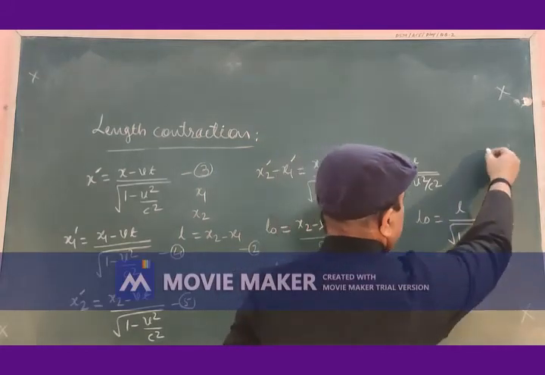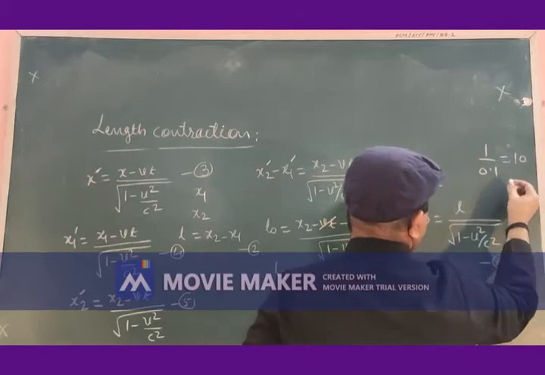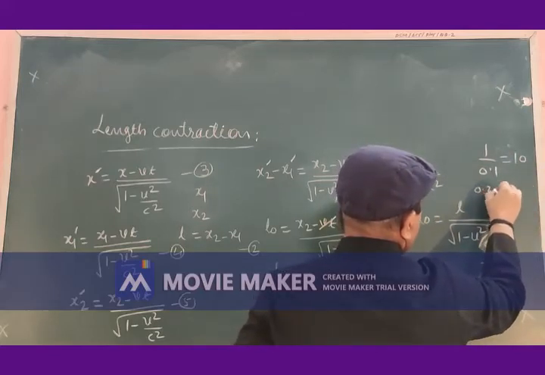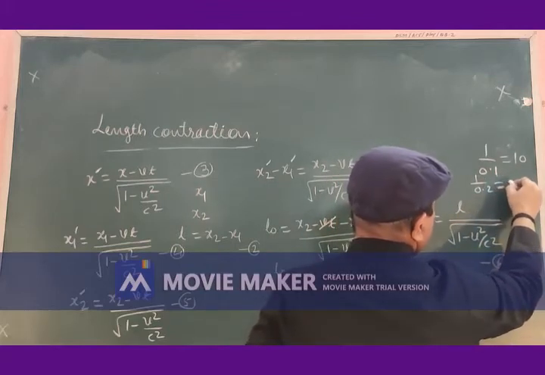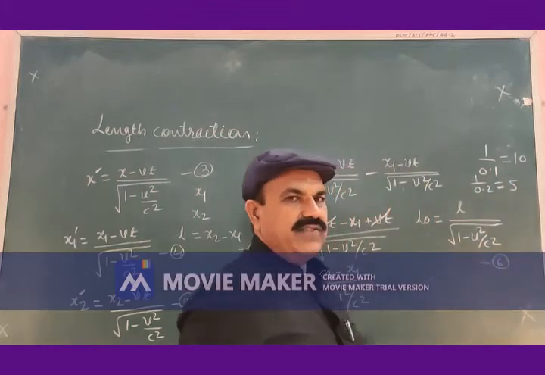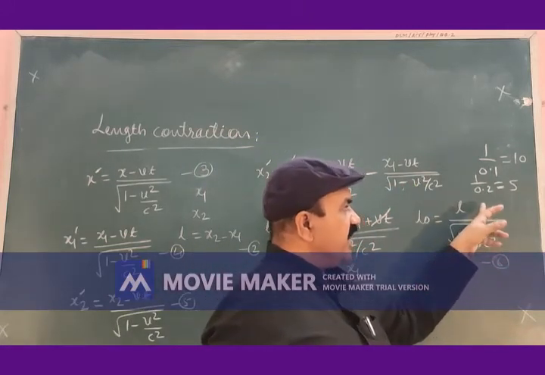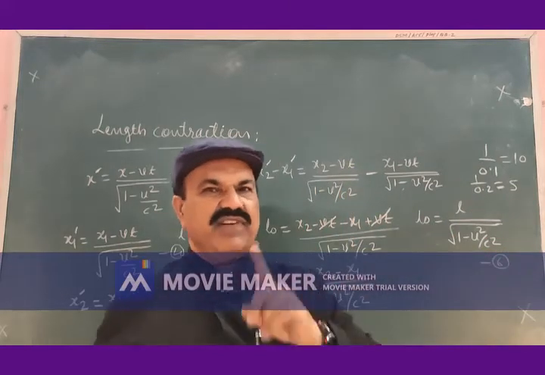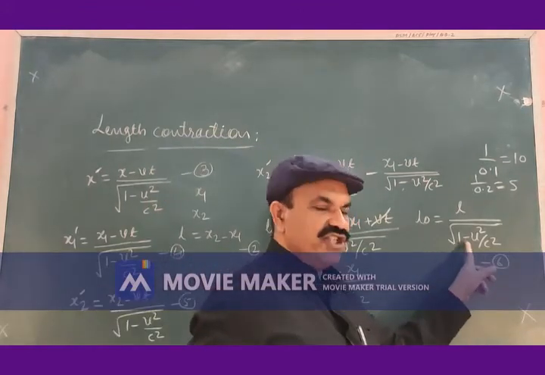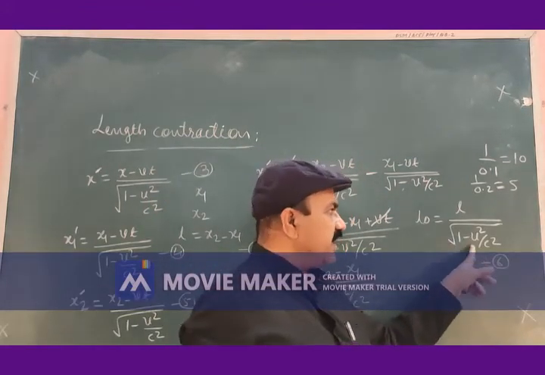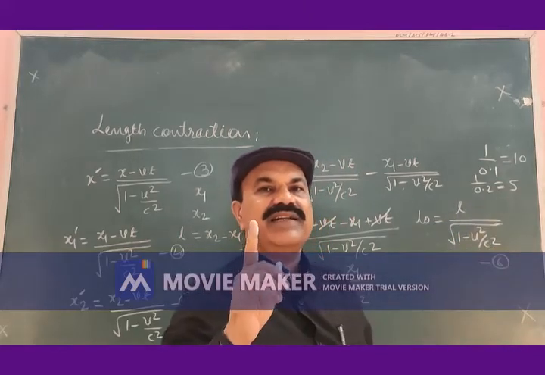If it is 0.1, 1 divided by 0.1 is 10. If it is 0.2, what will this be? 5. So whenever we have a fraction in the denominator, the corresponding term coming in the numerator will be greater than 1.